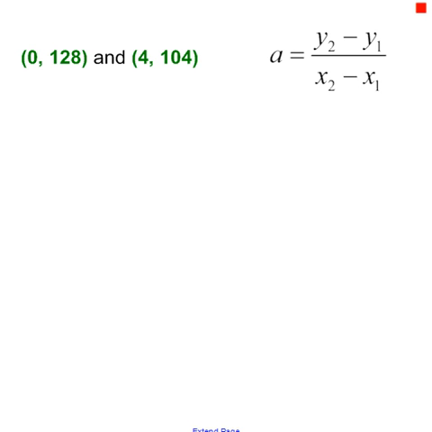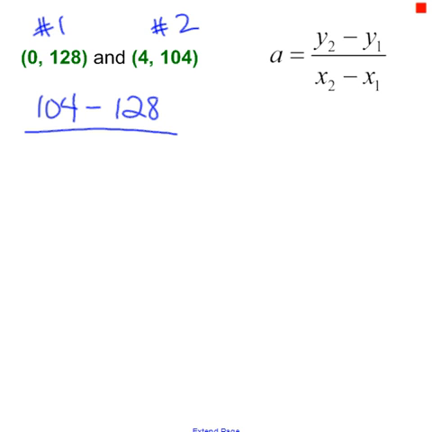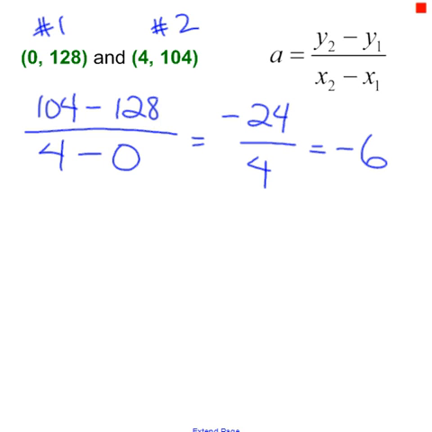First thing I'm going to do is find the slope using my y2 minus y1 over x2 minus x1. And I always label my points. I'm going to call that number 1 and that number 2. y value of point number 2 minus y value of point number 1 over x value of point number 2 minus x value of point number 1. So I end up with negative 24 over 4, which is negative 6. Remember, all that was is my slope.